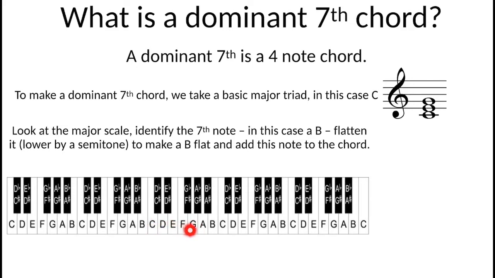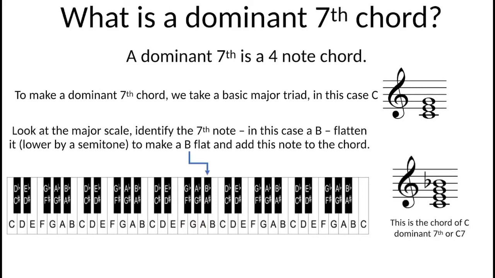So we're looking at the 7th note here, which is a B. When we get to that B, we flatten it. We reduce it by a semitone to make it a B flat. And we add that note to the basic chord. And it gives us this, the chord of C dominant 7th, or sometimes you'll just see it written as C7.